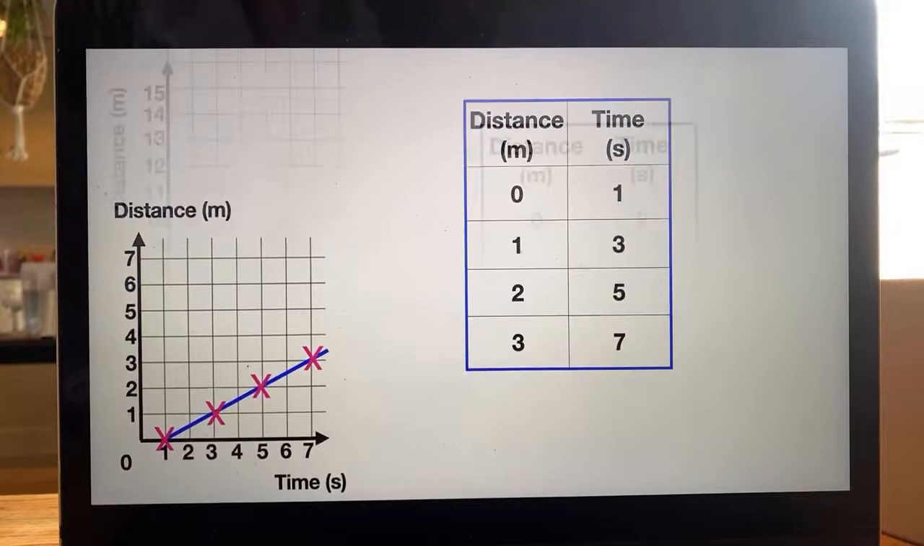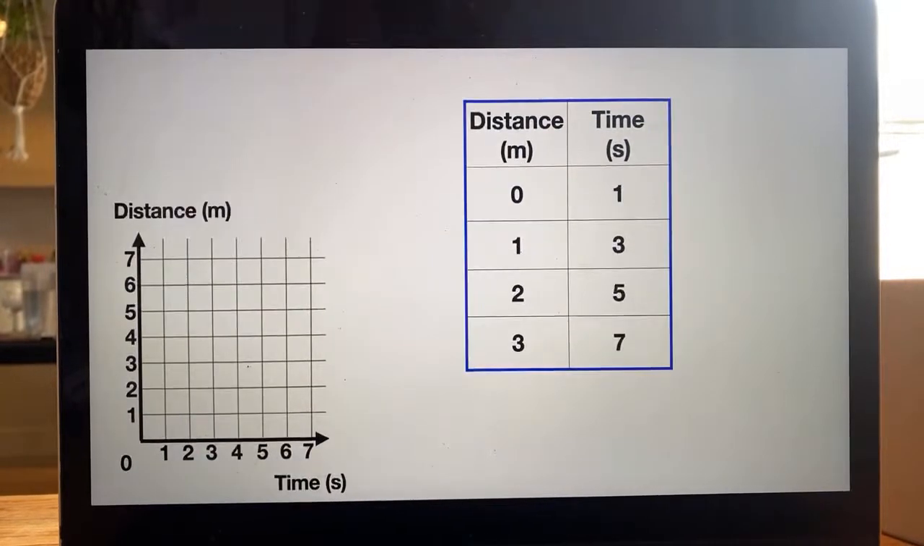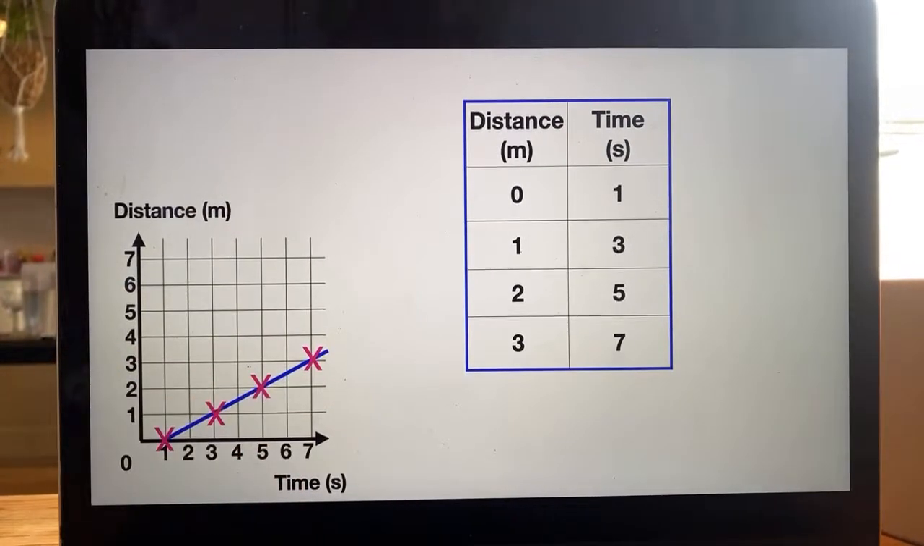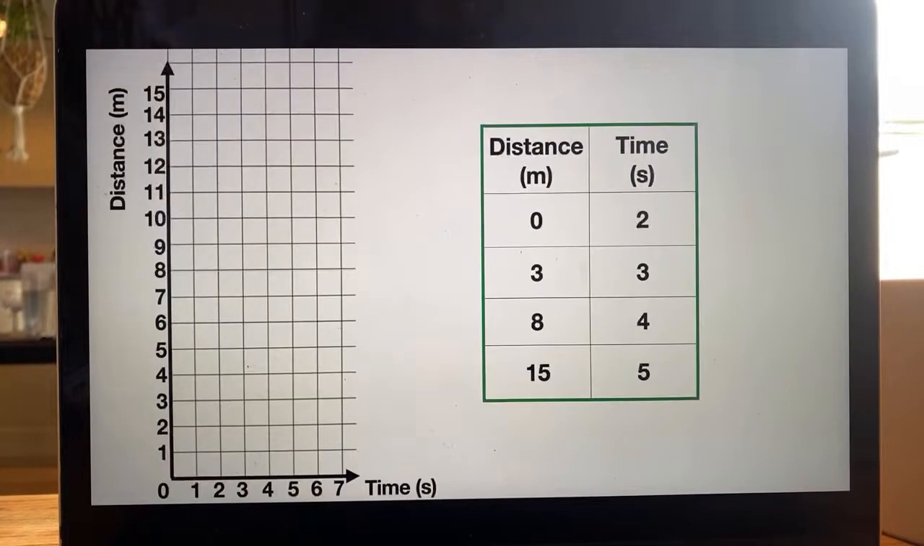So the answer is it's going at a constant speed, okay? You can see that, right? We've got a straight line. It's going pretty slowly, actually, isn't it? After 7 seconds, it had only gone 3 meters. So you could say, yeah, constant speed, slower than walking pace, I guess, if you want to be precise.